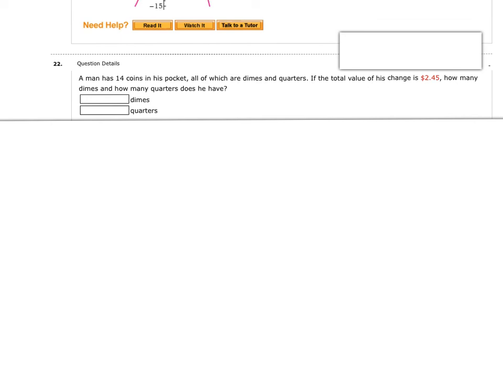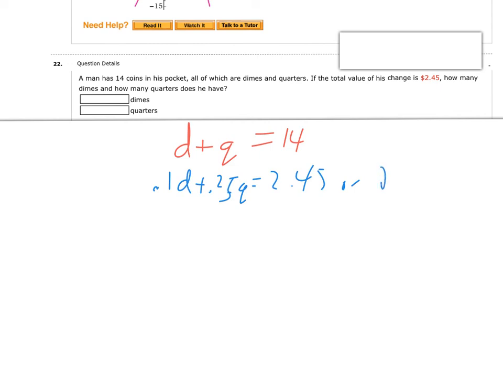All right, next up here we got a value problem again. So 14 coins in his pocket, all are dimes or quarters. We can say dimes plus quarters equals 14. And then there are two different ways you could do this next equation. If you want to do it in terms of dollars, you could say 0.1D plus 0.25Q equals 2.45. Or I usually like to do these in terms of cents. So you can say 10D plus 25Q equals 245. Either one of those will work. They're really equivalent here, just multiplied by 100. So just use one or the other with that first red equation.